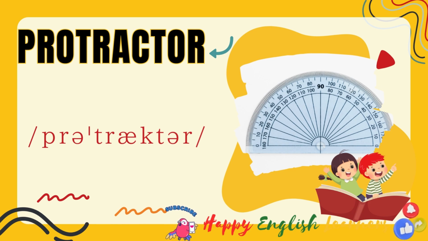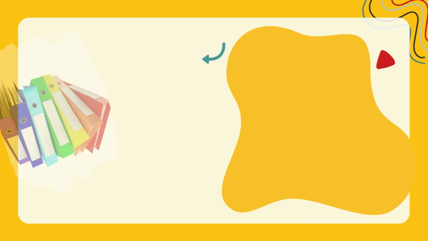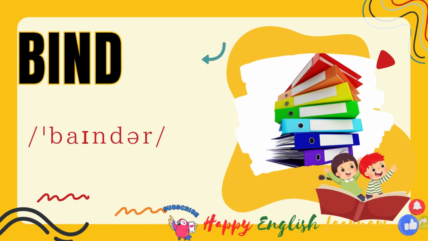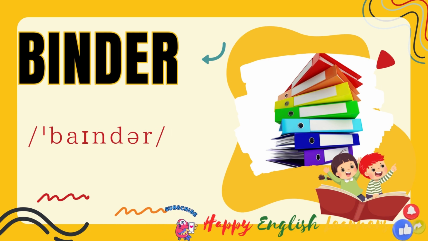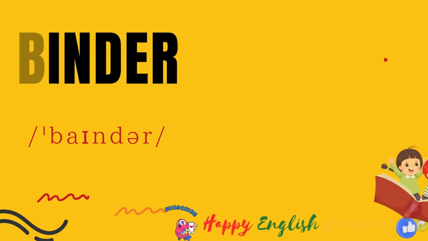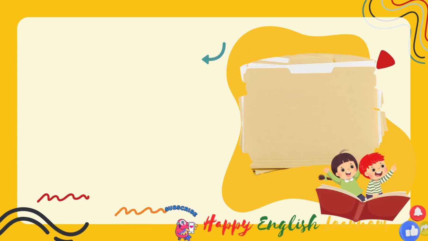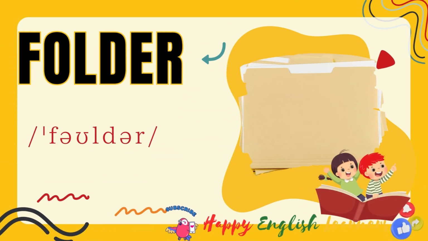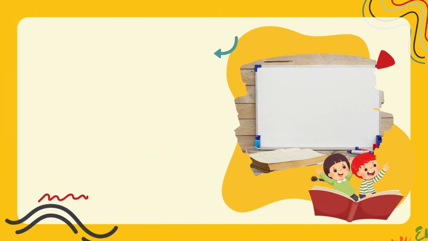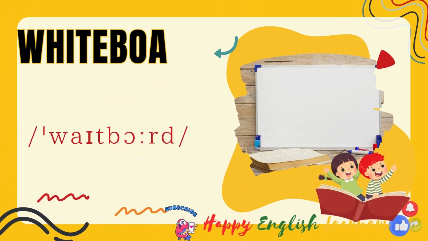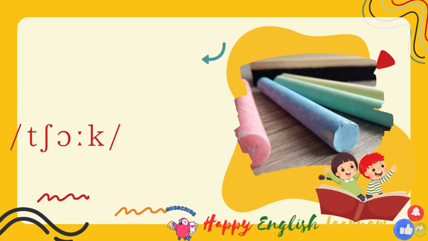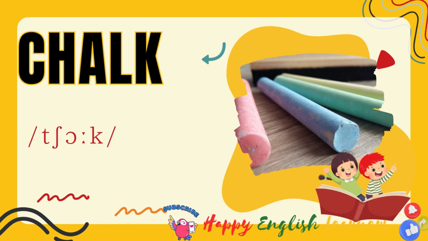Protractor. Protractor. Do you know what this is? Binder. Binder. What is this? Folder. Folder. Do you know what this is? Whiteboard. Whiteboard. Do you know what this is? Chalk. Chalk.